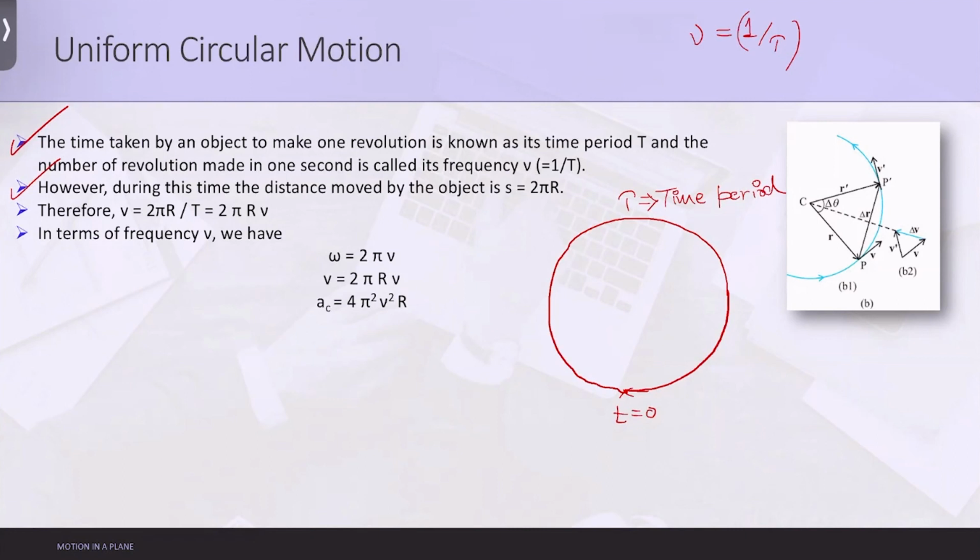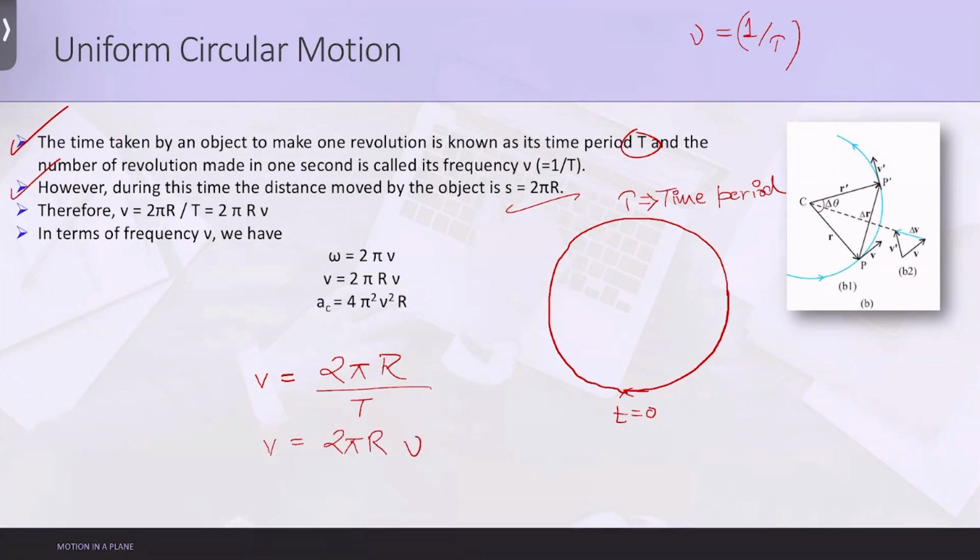However, during this time, the distance moved by the object is how much? S is equal to 2 pi r, that is the circumference. So the circumference is the distance traversed during this time period, capital T. Therefore, what can we write? We can write that v is nothing but equal to distance upon time, which is 2 pi r by T, or also we can write 2 pi r nu.